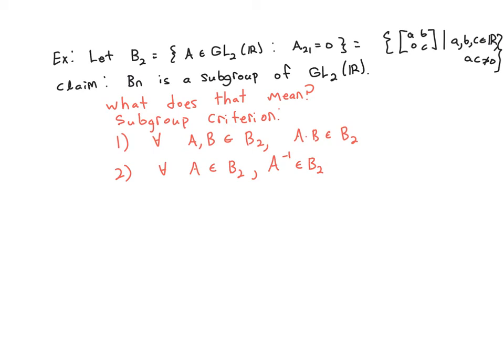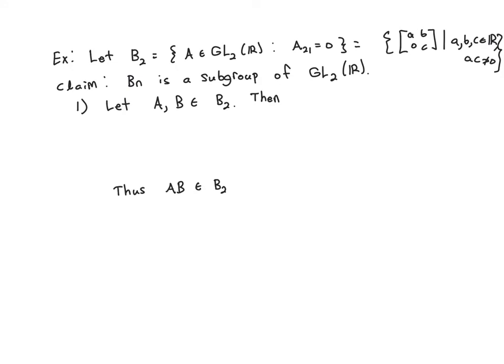We're going to prove these 2 conditions. And since we have universal quantifiers, to prove condition 1, we're going to let A and B be arbitrary 2 by 2 upper triangular matrices, and then we need to prove that the product is an upper triangular matrix. Now let's start the first part. So let A and B be elements of B2.